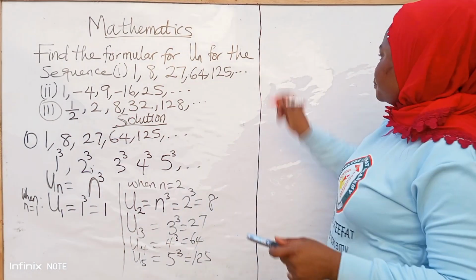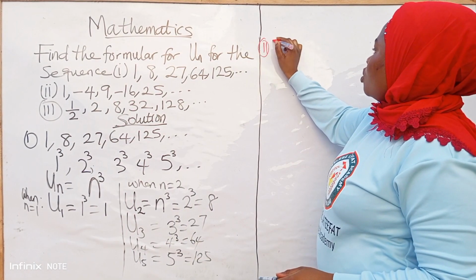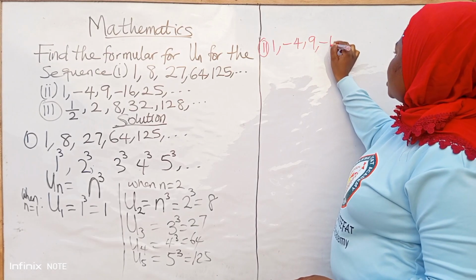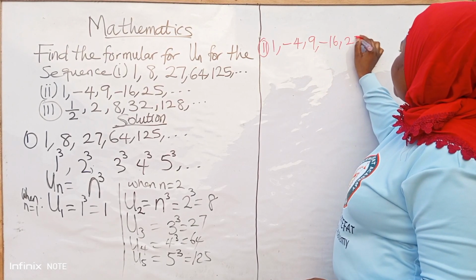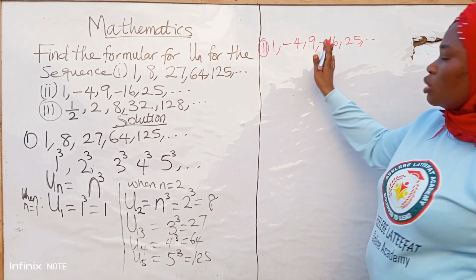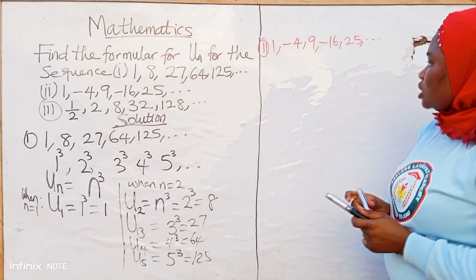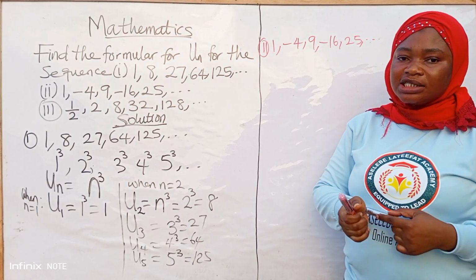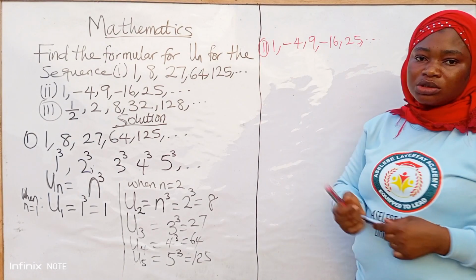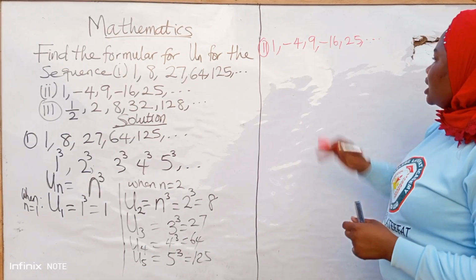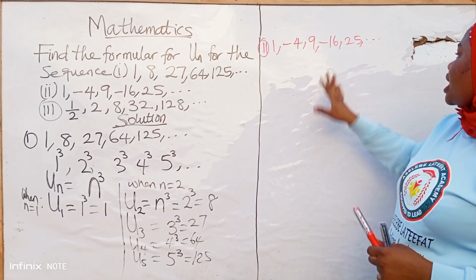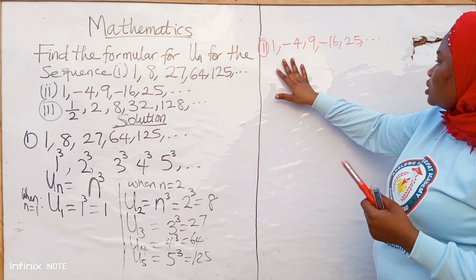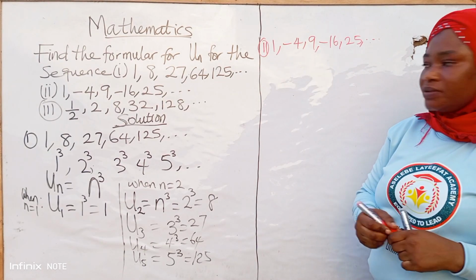Number 2: 1, minus 4, 9, minus 16, 25. Let's look at this very well. You can see that this is a mixture of positive and negative perfect squares. So let's now think of how we can find one formula that will give us this sequence.